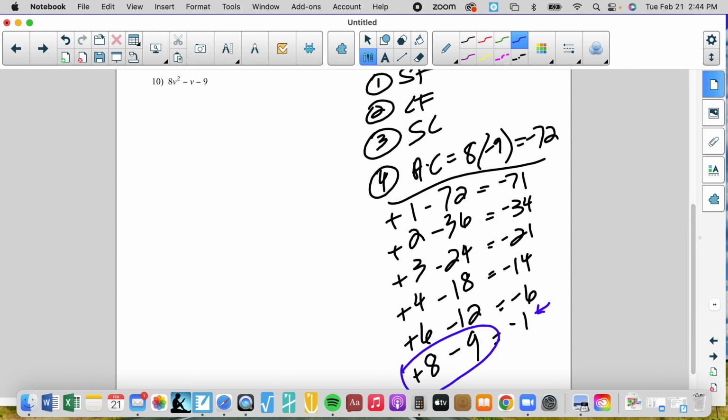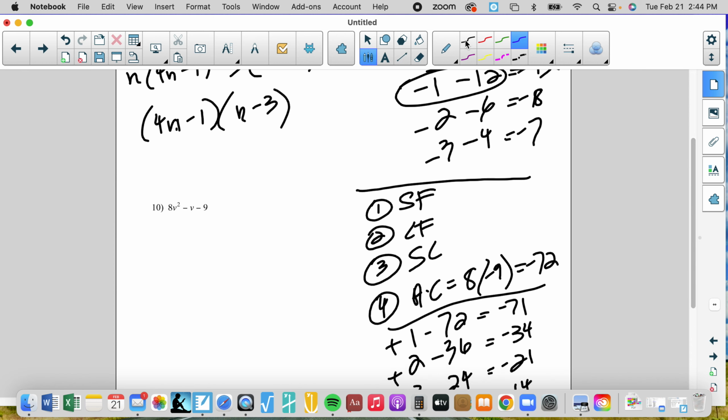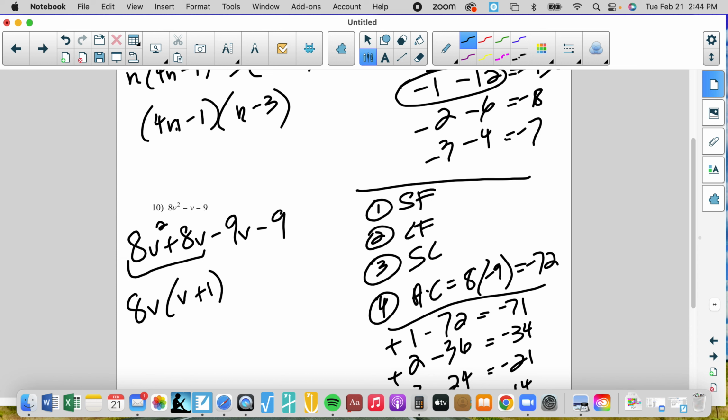I'm going to use positive 8, negative 9. I'm going to factor out an 8v. That gives me v plus 1. I'm going to factor out a negative 9. That gives me v plus 1. V plus 1, 8v minus 9.